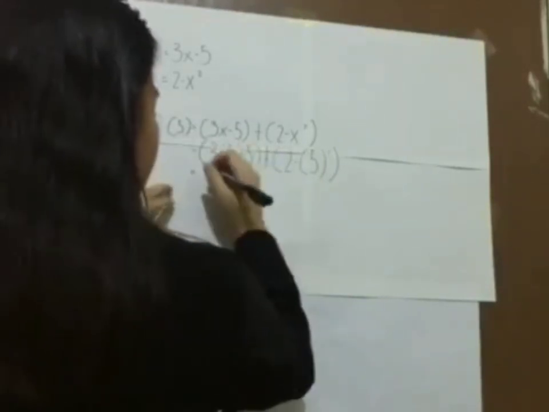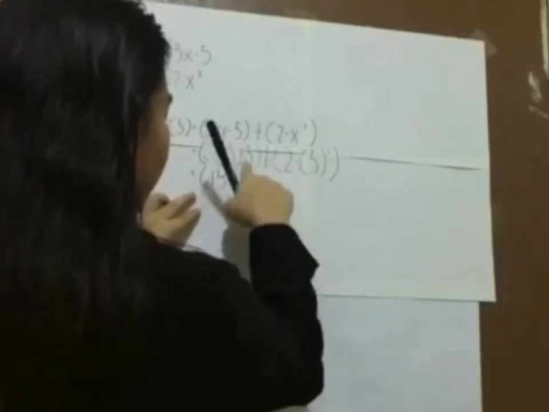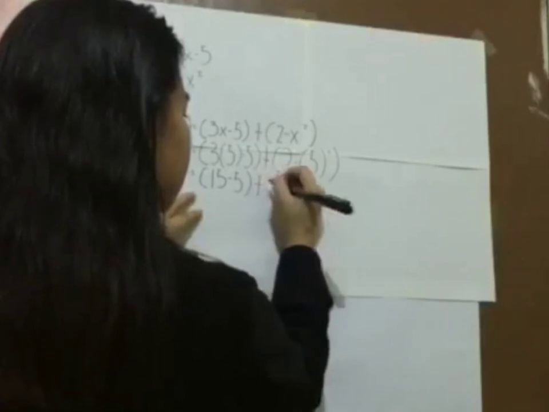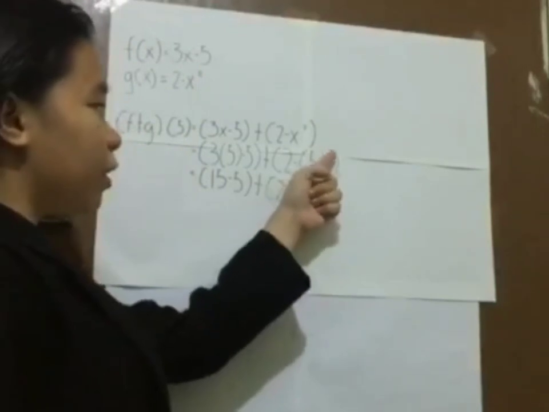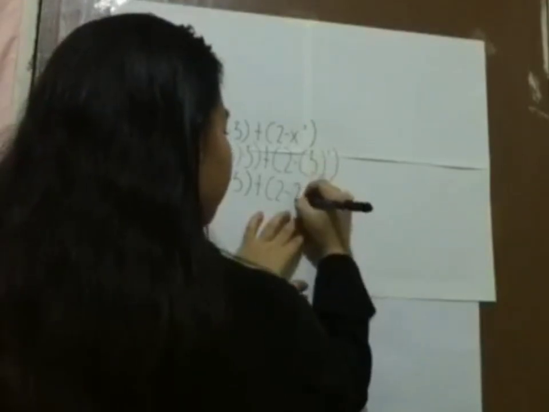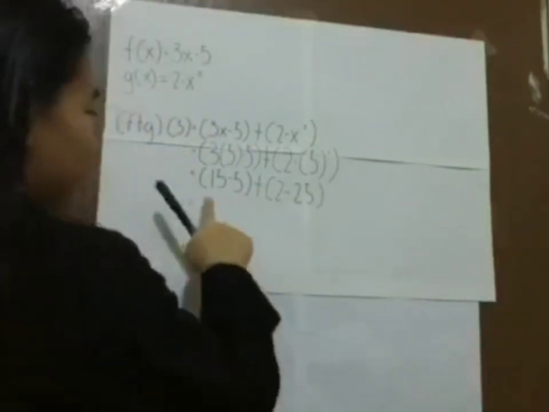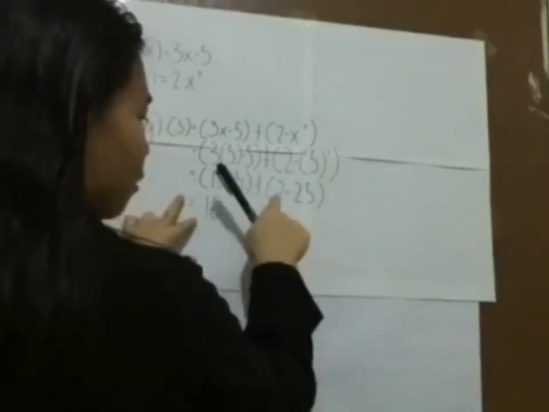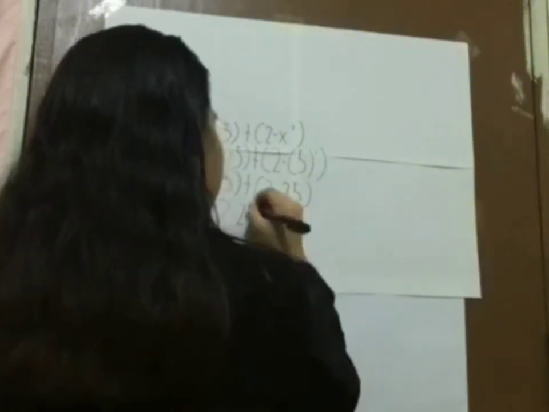Three times 5 is equal to 15. 15 minus 5 plus 2 minus, so this is 5 squared, so it will be 5 times 5, so this is 25. And next, 15 minus 5 is 10, plus 2 minus 25.